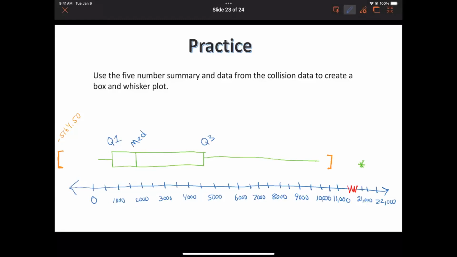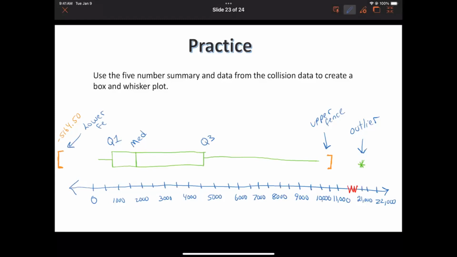Good. And then that little green looking star at the end outside the upper fence, what's that called again? This is my outlier. Thank you, sorry. You're welcome. No, you're good. I like labels. I mean, for your notes, labels are good. This is your upper fence. And then this is your lower fence.